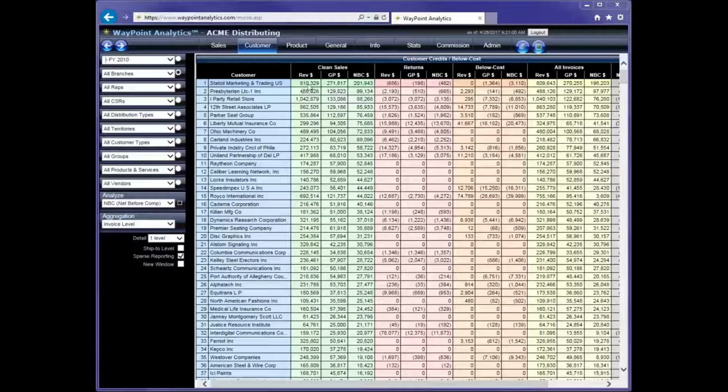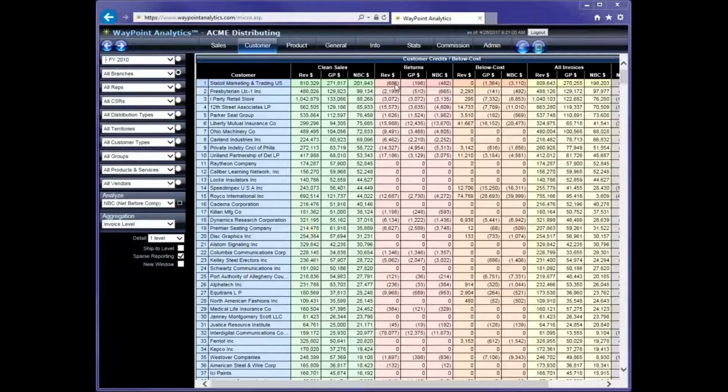We then have the return section here. For Statoil Marketing, we have $686 in returns for the year. So that's reducing our revenue by $686. We've got a reduction in gross profit of $198, and we have a reduction of NBC of $482.